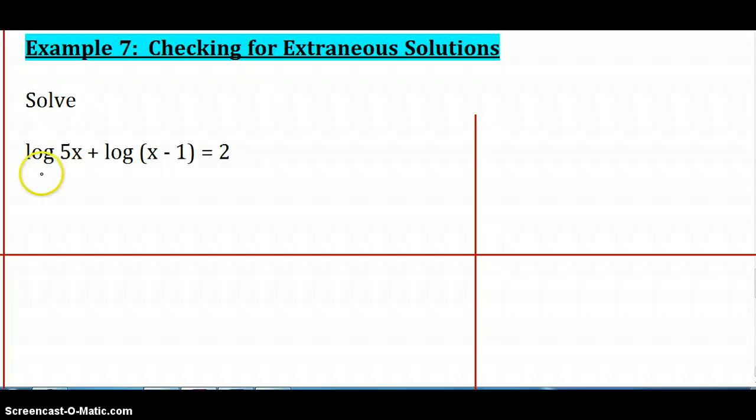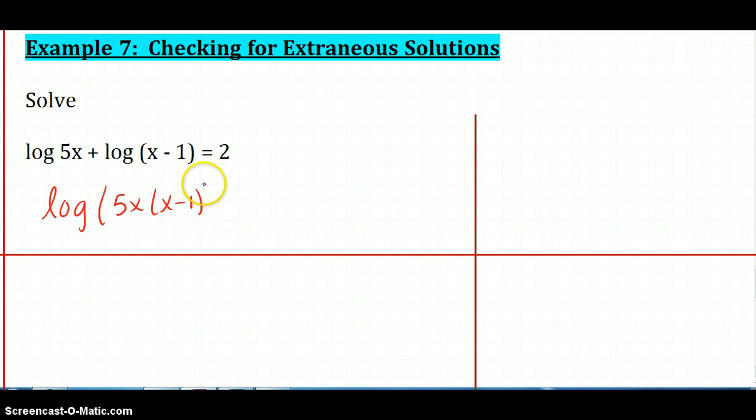In this example, we have log 5x plus log of x minus 1 equals 2. If there's ever a time where you can condense this when you're solving for x, you need to do that first. So in this case, we have log of something plus log of something. Remember that you can rewrite that as log of 5x times x minus 1 equals 2. Because adding logs is the same as if you take the insides and multiply them. So now that you have just one log, now you can use exponents to cancel some things out.